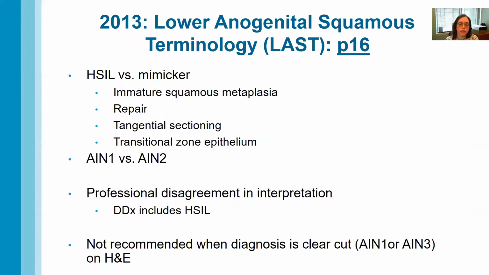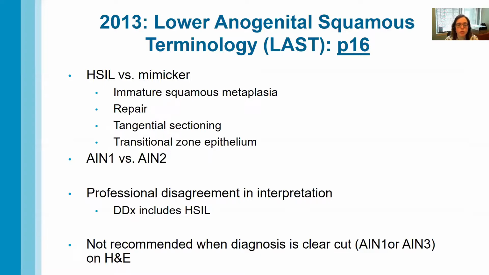Now, the 2013 Lower Anogenital Squamous Terminology (LAST) gave specific guidelines as to when we are supposed to use p16 immunohistochemical staining to assign these lesions to a specific category. They include when you are considering HSIL versus a non-neoplastic mimicker, such as immature squamous metaplasia, repair, the common occurrence of tangential sectioning, and also transitional zone epithelium, which sometimes can look a little bit like HSIL.